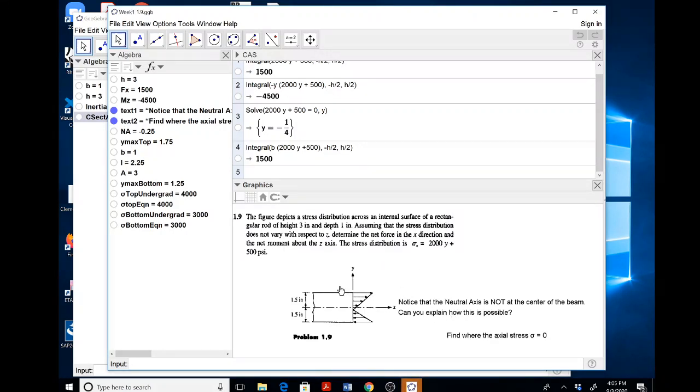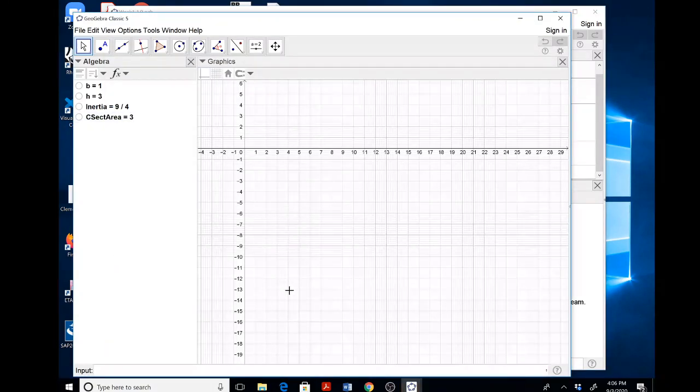Now, I explained how the neutral axis is not at the center of the beam. Where is it zero? That is not given in this picture, problem 1.9 in Bodinas' book. But we do have a distribution here. Sigma x is given as 2,000 times y. Y is the vertical geometric entity of the cross section, plus 500. And psi for my international friends means pounds per square inch. But again, you don't really need that.